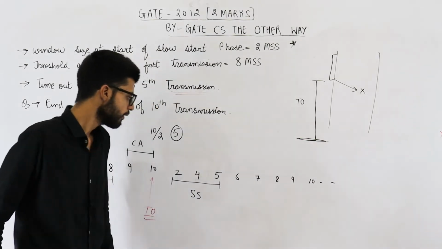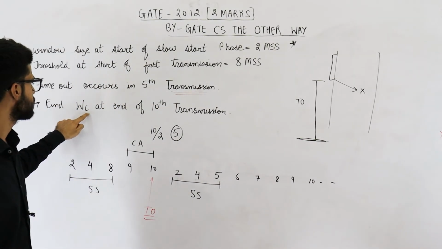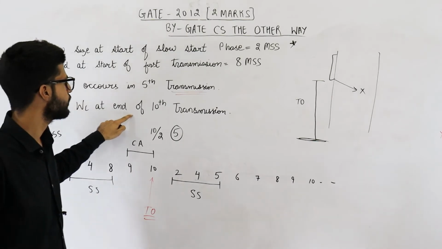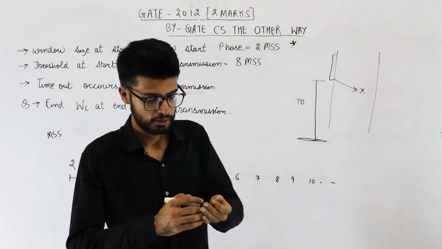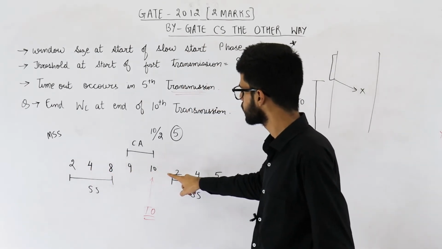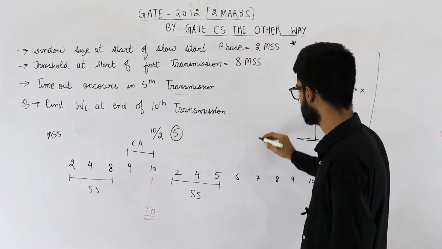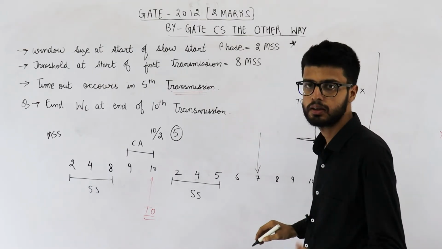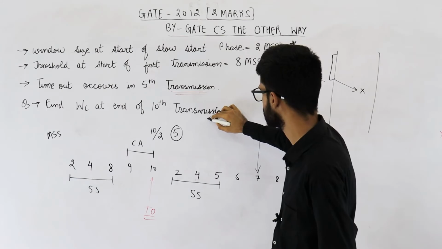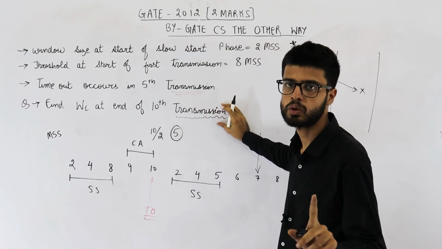Okay. Now have a look. They are saying find the WC, that is congestion window, at the end of 10th transmission. First, second, third, fourth, fifth, sixth, 7th, 8th, 9th, 10th. This is the 10th transmission. Please, I am just emphasizing once again, the word is transmission. They are not asking about RTT.